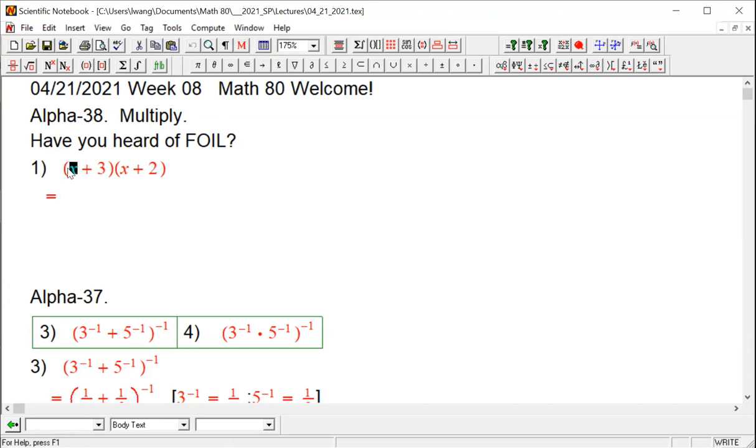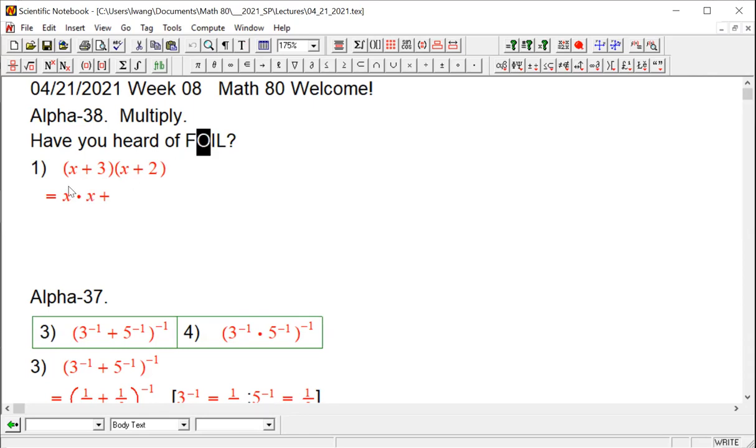Okay. So you're going to take the first with the first, because here these are the parentheses. You have a first, second, a first, last, a first, last. So first, the F is for first times the first. So that's going to be X times X.